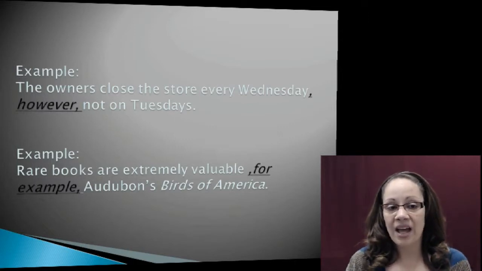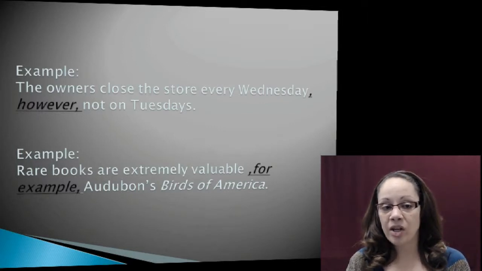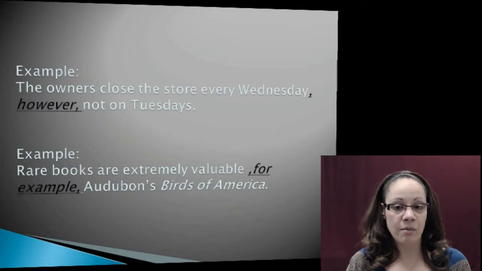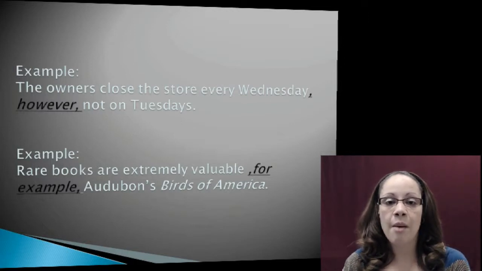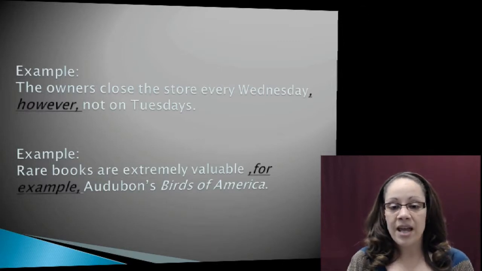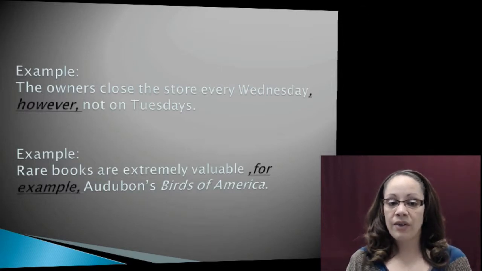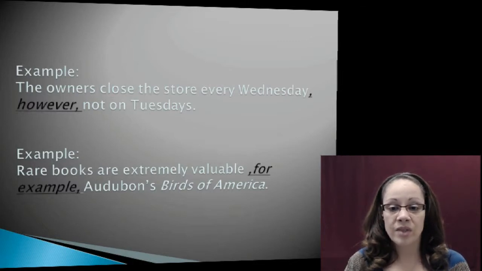But I want to add not on Tuesdays, which by itself would be a fragment or a dependent clause, to my independent clause, the owners close the store every Wednesday. So I have an independent clause and a dependent clause being combined by one of my transitional words, however. So I need a comma before however, and I need a comma right after however to make this sentence complete. Then I have my next example, rare books are extremely valuable. That's really my independent clause, one complete sentence there. I have a verb, I have a subject.